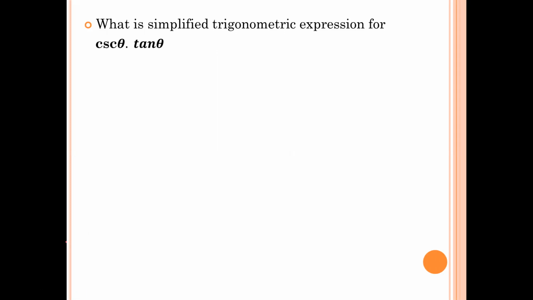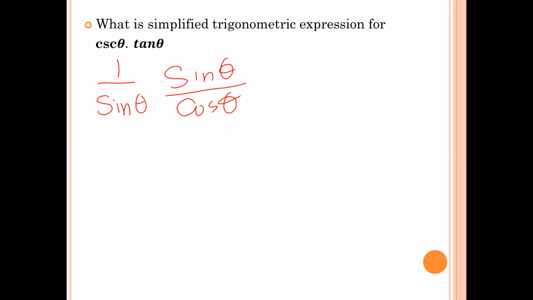Now, cosecant times tan. What is the cosecant? Cosecant is 1 over sine, times tan. What is tan? It is sine over cosine. Then sine cancels sine, so it will be 1 over cosine theta. 1 over cosine theta is what? Secant theta. So the simplest expression for cosecant times tan is secant theta.